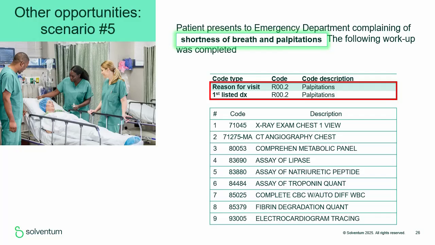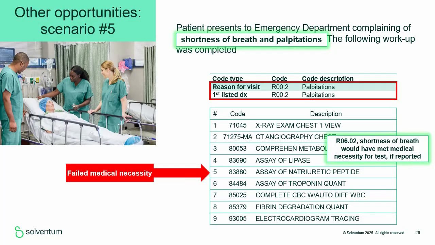We discussed the medical necessity case earlier. Again, we have a test that failed medical necessity. If that shortness of breath was reported as the reason for visit, it would have met that medical necessity. So now we have two situations where all conditions are not being reported. So if this was your case, do you think you should implement an education program, any type of training for the coders? We need to remind everyone that you can enter more than one reason for visit.